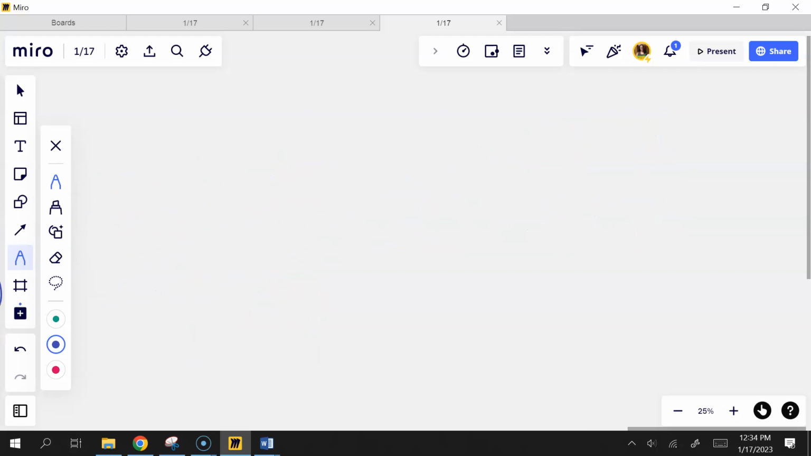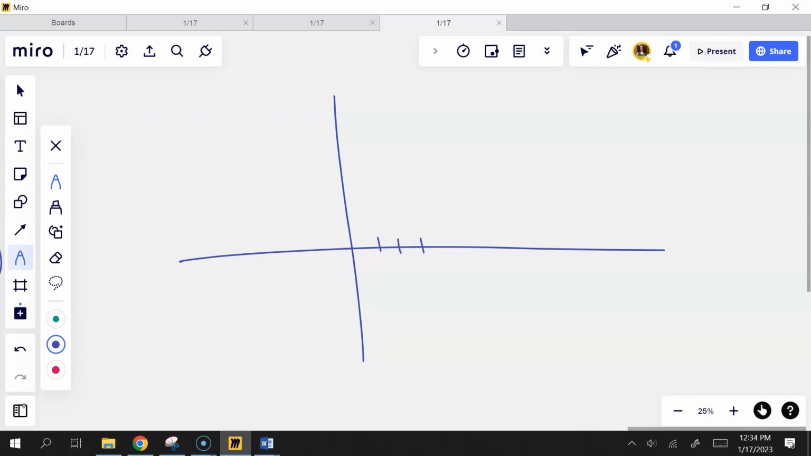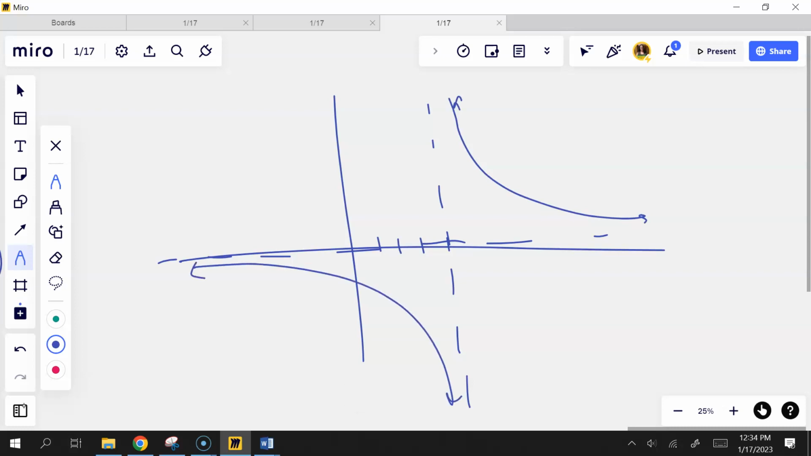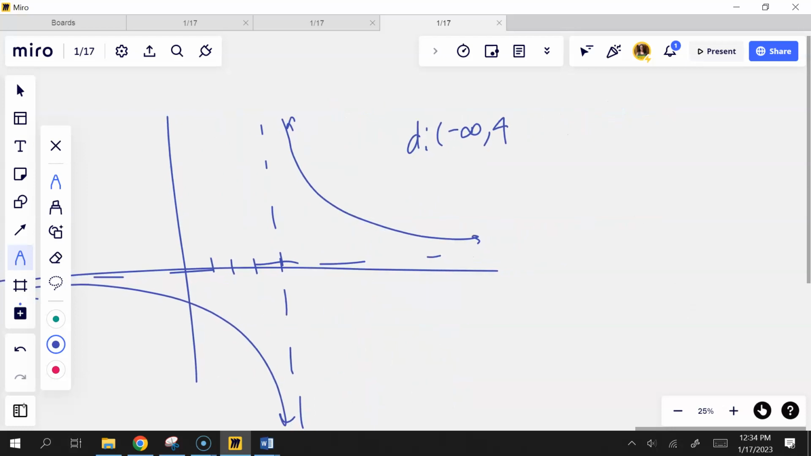Yes, this is where I have to join 2 different ones. What is that, 4? 1, 2, 3, 4. Looks like there's an asymptote here. We're going to talk about rational functions soon and graphing them. So what's the domain? Negative infinity. Yep, so 4. It's a parenthesis because it's an asymptote.